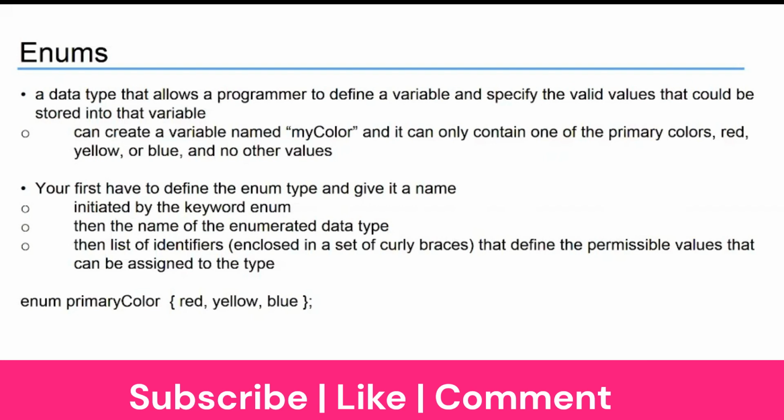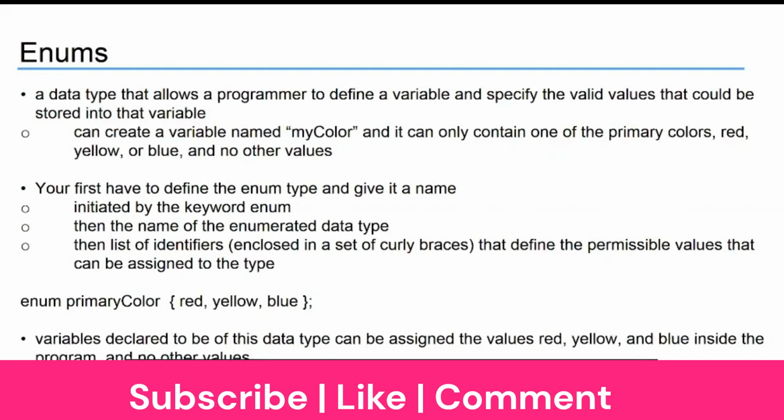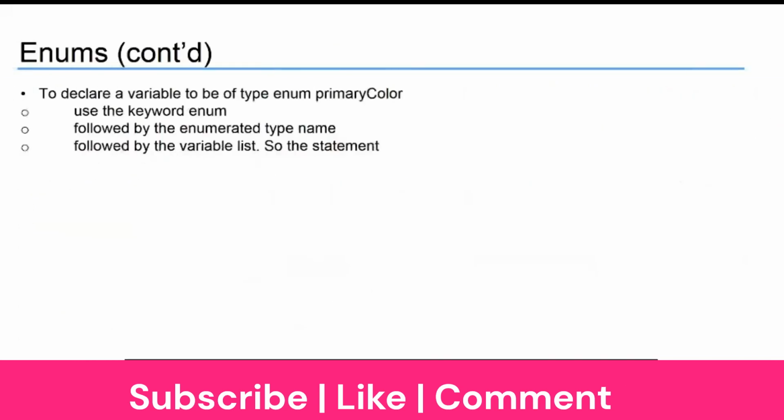We first have to define the enum, and then we have to use it. Definition is just saying this is what it is. So what we are seeing here is primary color, which can be red, yellow, and blue. Variables that are declared to be of primary color type can only be assigned the values red, yellow, and blue inside the program. No other values will work. So again, the first step is defining it, the second step is using it.